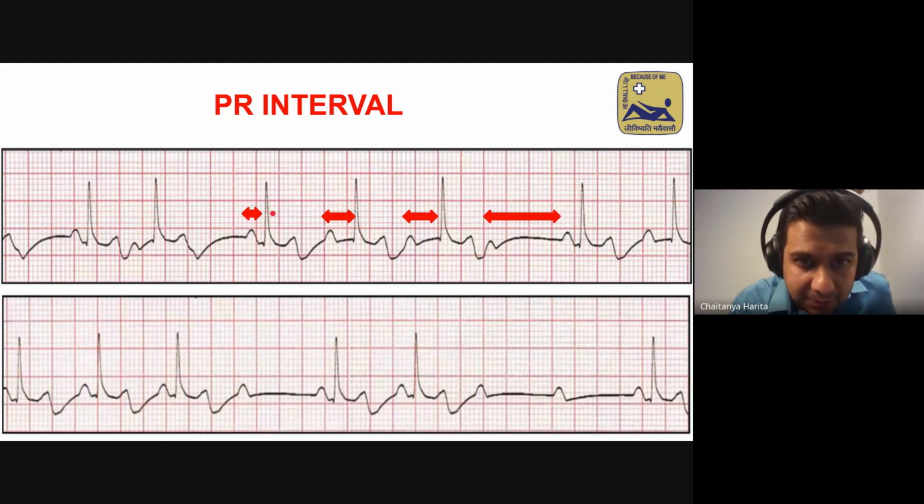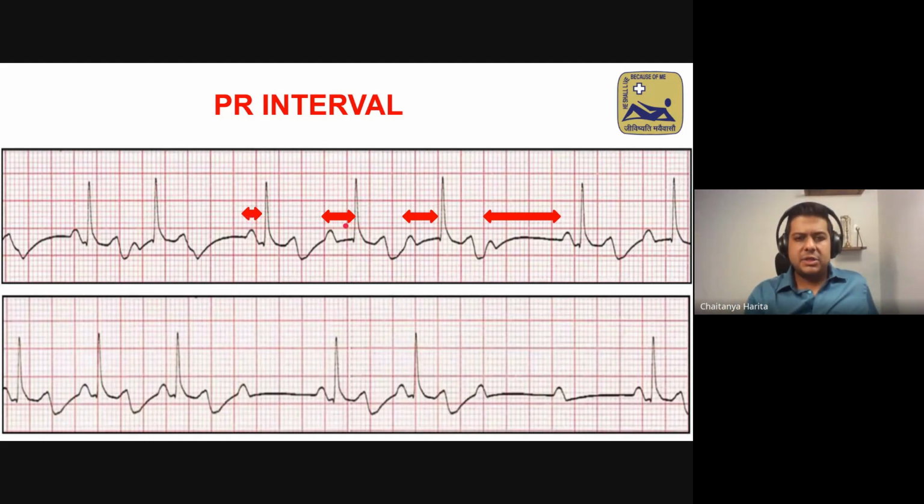Here it's approximately 3. Here it is approximately 5. Here it is 7. Here it is approximately 17 boxes. In fact, in the last one, there's no QRS. There's directly P to P. There's a missed beat. And this is basically AV block.